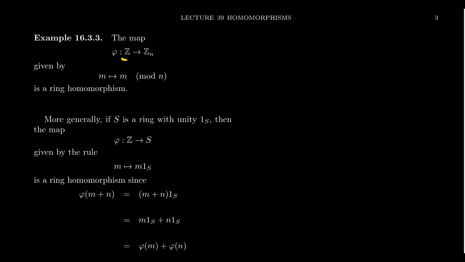In fact, we can generalize this example right here. If S is any ring with unity, then we can actually construct a ring homomorphism from the integers to S via the following rule: the integer m will map to m times the unity of S. What this means is we're taking the sum of 1s, and we do this m times. That's what it means. So this really is just 1 plus 1 plus 1, and we do this m times. That's how we should interpret that little symbol there.